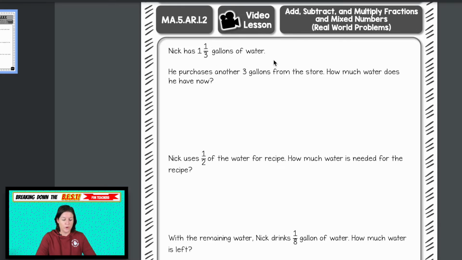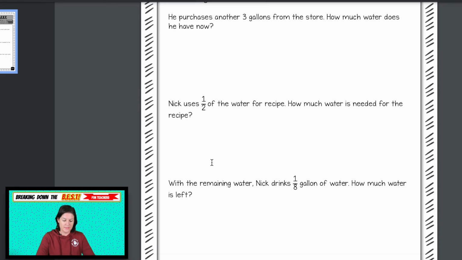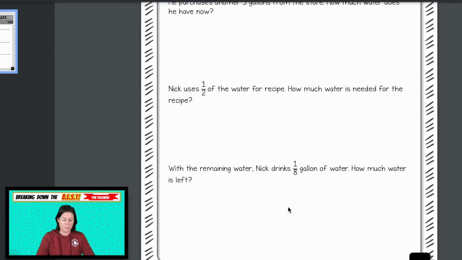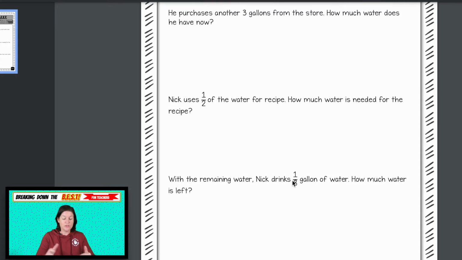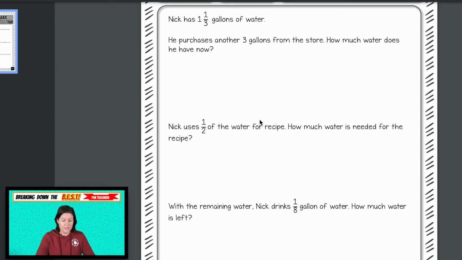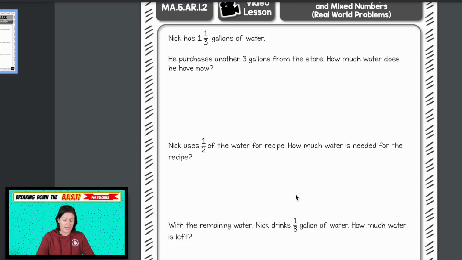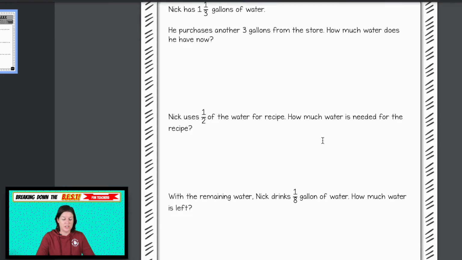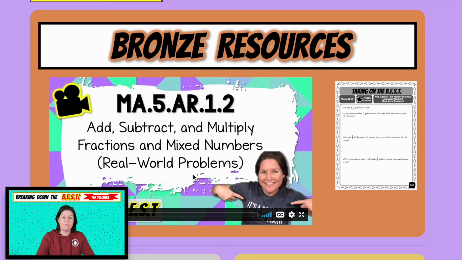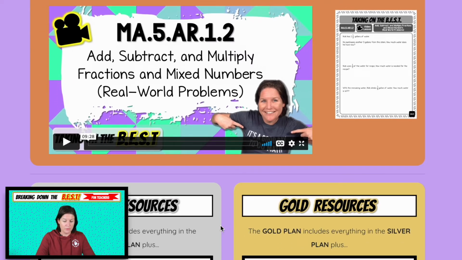So it says Nick has 1 1/3 gallons of water. He purchases another 3 gallons from the store. So we're adding fractions there. Then he uses half of the water for a recipe, which means that we're multiplying because it's half of the quantity that he's finding. And then we're subtracting where he drinks 1/8 of the water. And we will have to change the denominator because we're going from 1/3 and 1/2 and 1/8. So we will have to change the denominator, which is demonstrated in that video lesson.